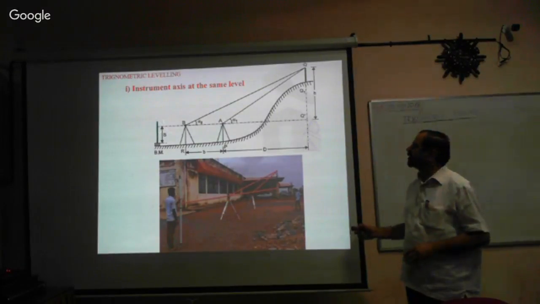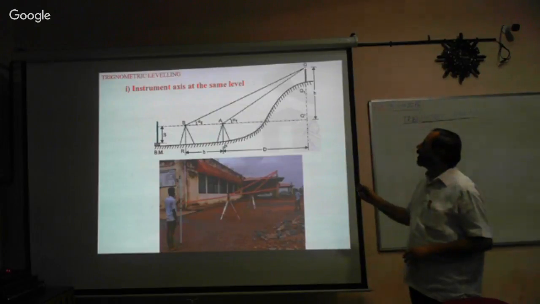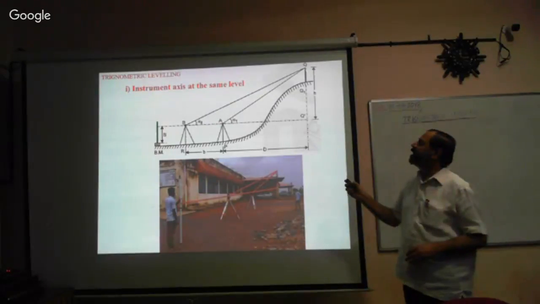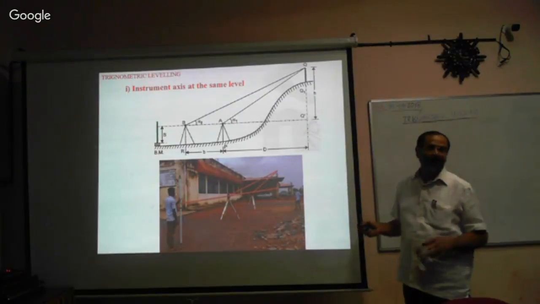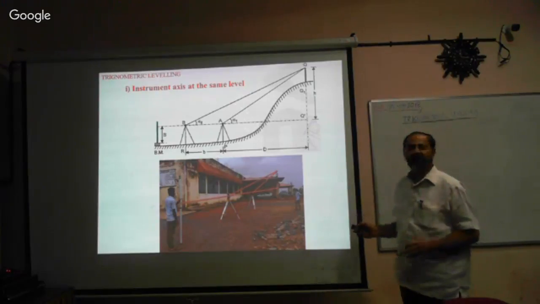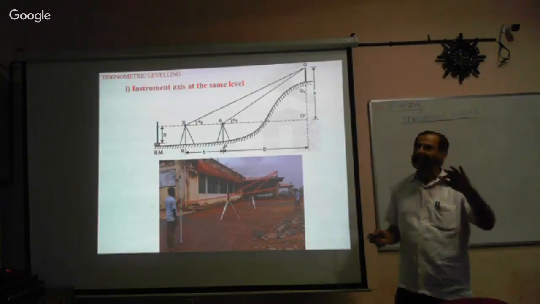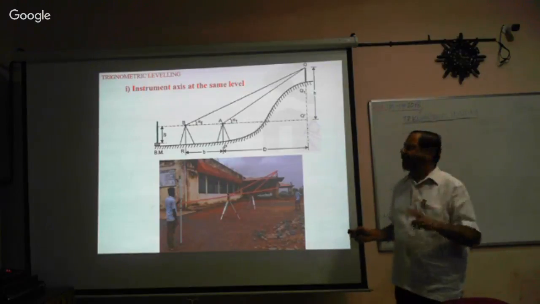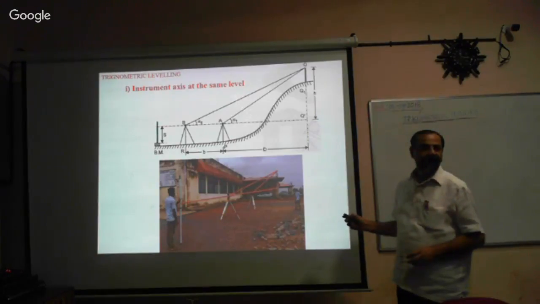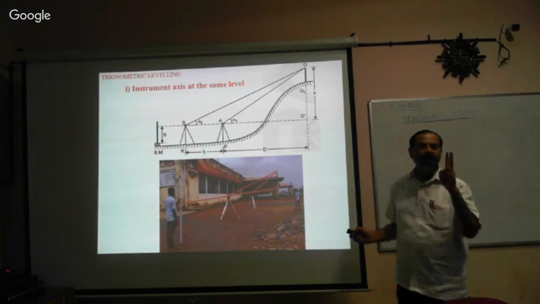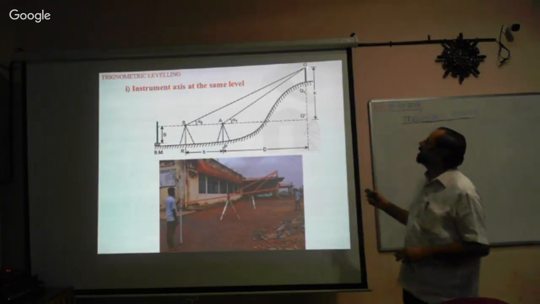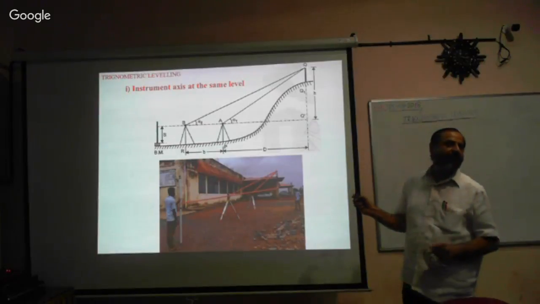Then rotate the telescope and bisect the object whose elevation we need to calculate. After measuring the vertical angle, note it down with both faces. Now we have two data: one is the staff reading, the other is the vertical angle. From these two data, we are not able to calculate the elevation. It is not possible to do it.